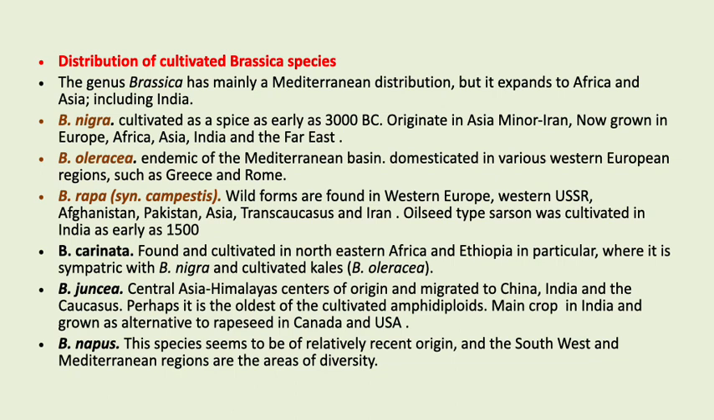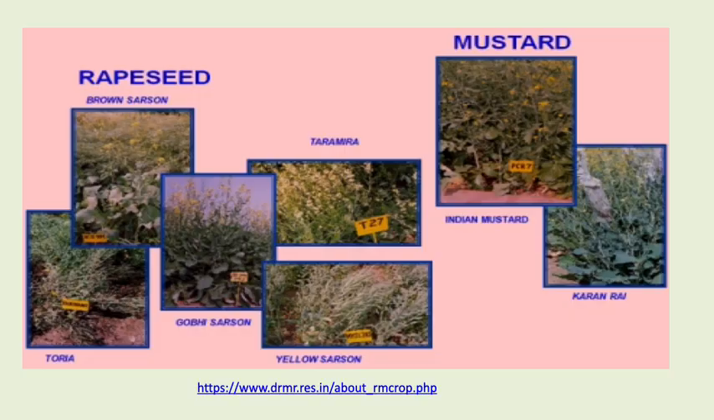Brassica juncea is of Central Asia, Himalayan center of origin and migrated to China, India, and the Caucasus. Perhaps it is the oldest of the cultivated amphidiploids, main crop in India, and it is grown as alternative to rapeseed in Canada and USA. Brassica napus. This species is of relatively recent origin, and the southwest and Mediterranean region are the areas of its diversity. These are the photographs of rapeseed and mustard.